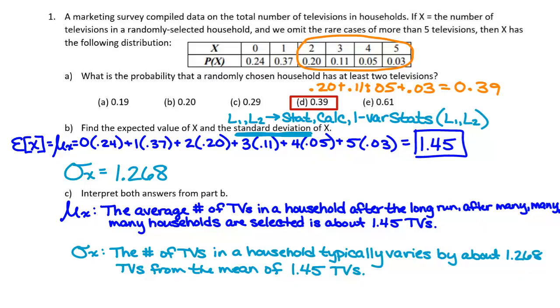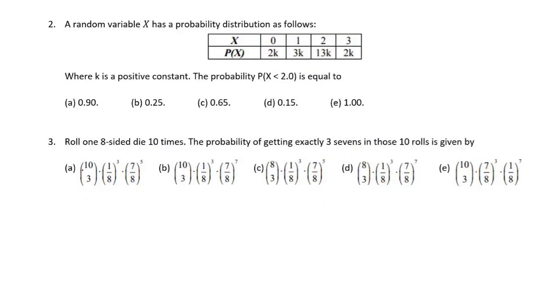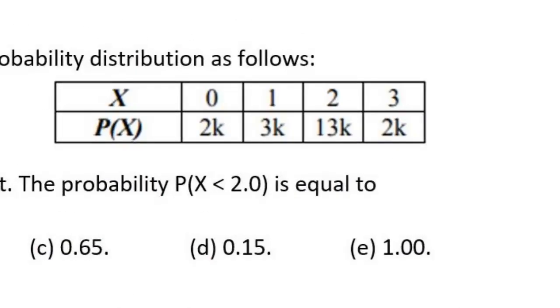What else would you guys like to talk about? Yes. Number 2? Absolutely, we can do number 2. A random variable x has a probability distribution as follows, and I see something in this probability distribution that we haven't seen before. K. K is just a variable.